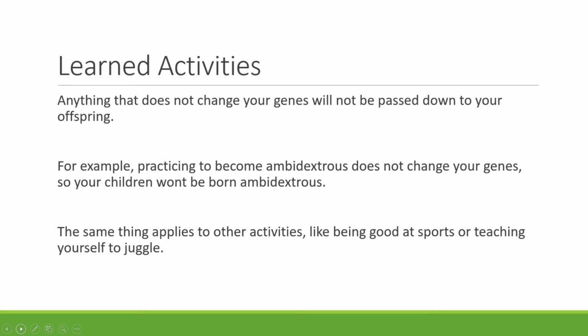But the last topic that I want to talk about today is learned activities, because a lot of people make the mistake of thinking that activities that you learn get coded into your DNA, and that's just not true. The example I picked here, becoming ambidextrous, does not change your genes. Learning to write with both hands isn't going to mean that your children are then going to write with both hands. Learning to juggle, learning to ride a bike, these aren't things that get encoded into your DNA to get passed down. Also, mutations that occur in your body aren't a guarantee to be passed down to your children.